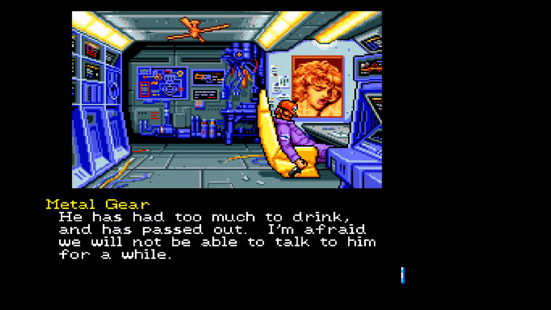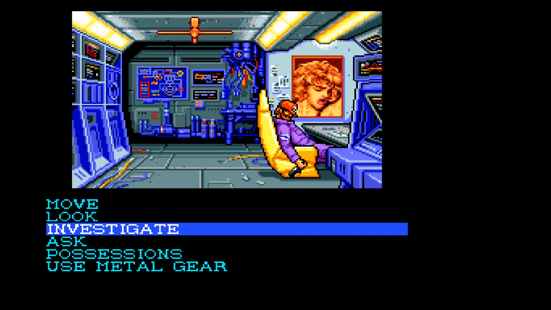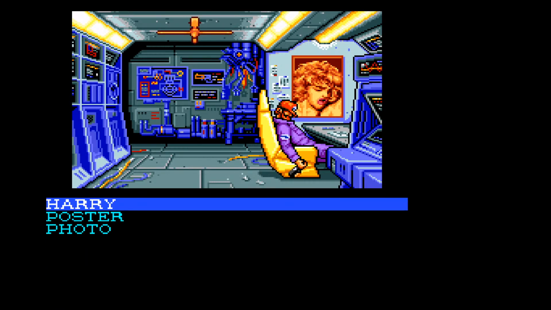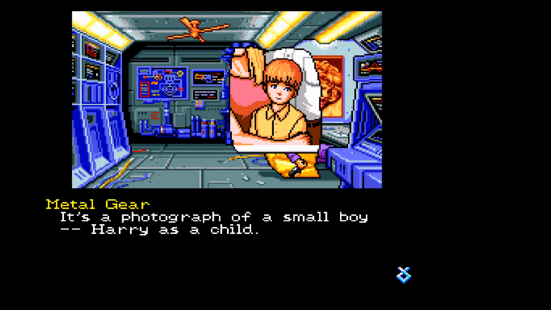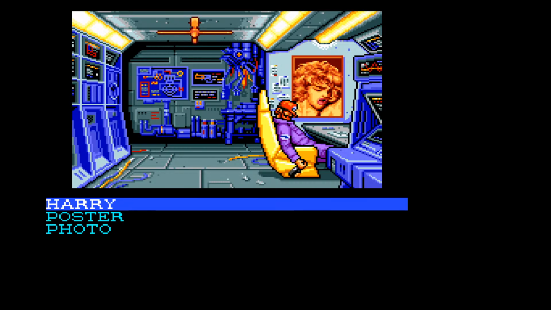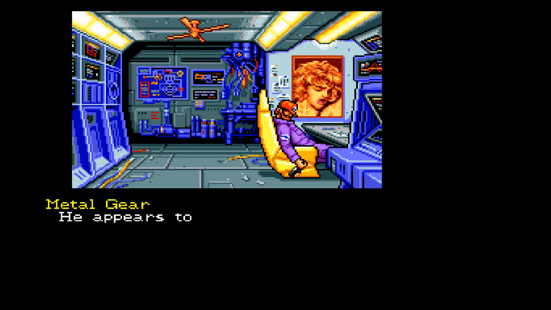He's passed out, okay. I mean, come on, Harry. I understand it's a messed up situation, but you could have at least gone home. Oh, so he was drinking brandy. Oh wait, I didn't mean to do ask, I meant to do investigate.